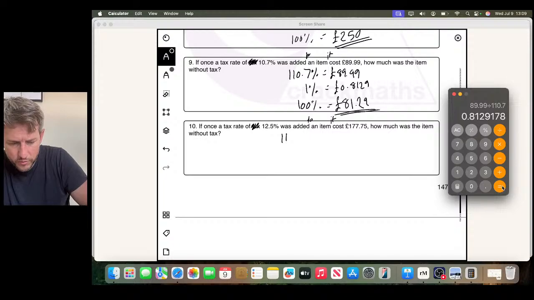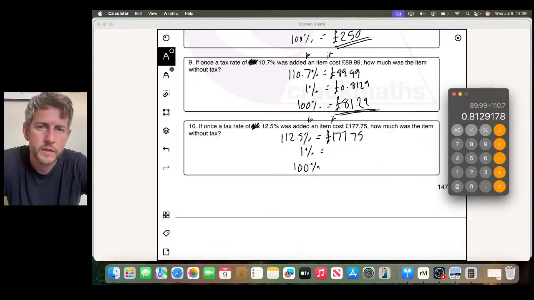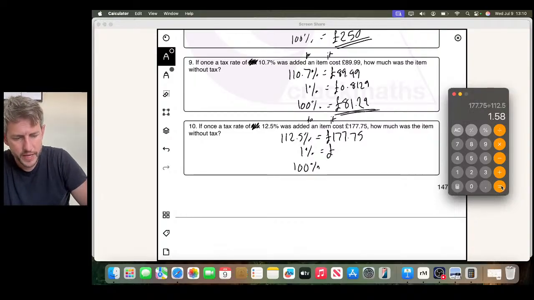So 112.5% will equal the 177.75. So then we can find the 1% and find the 100%. So if we do 177.75 divided by 112.5, that equals £1.58 even, which means 100% will be £158.